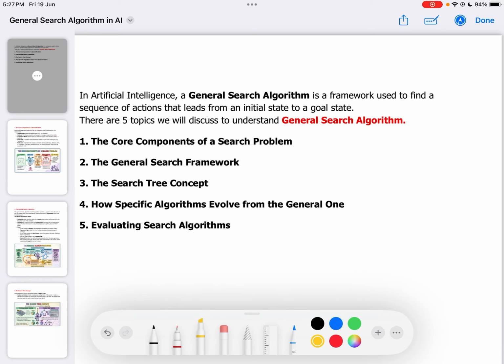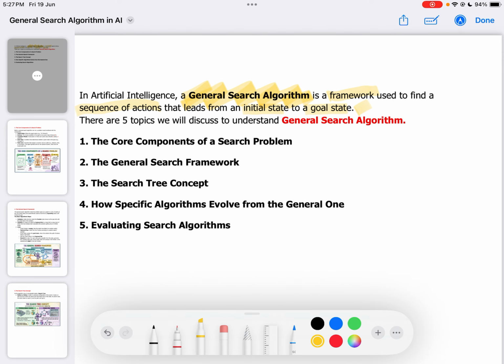Hello students, today we are going to talk about the general search algorithm. In artificial intelligence, we use the general search algorithm for reaching from an initial state to a goal state, that is, a final state. Actually, this is a framework, so that there is a sequence of actions that we should take in order to reach the final goal state.